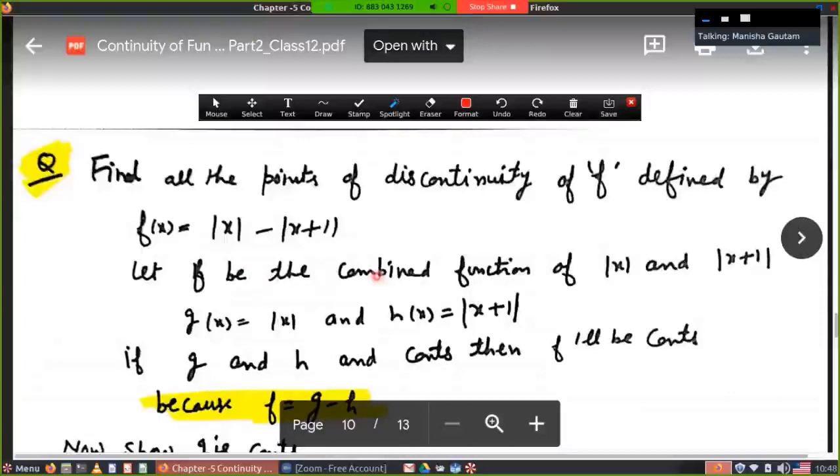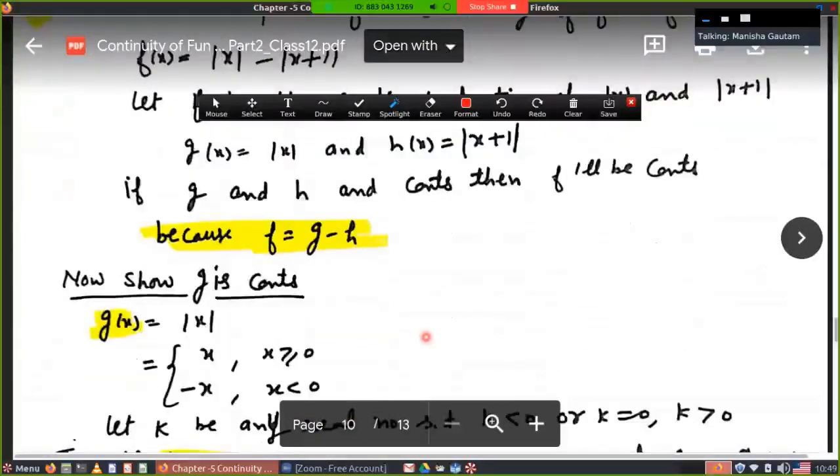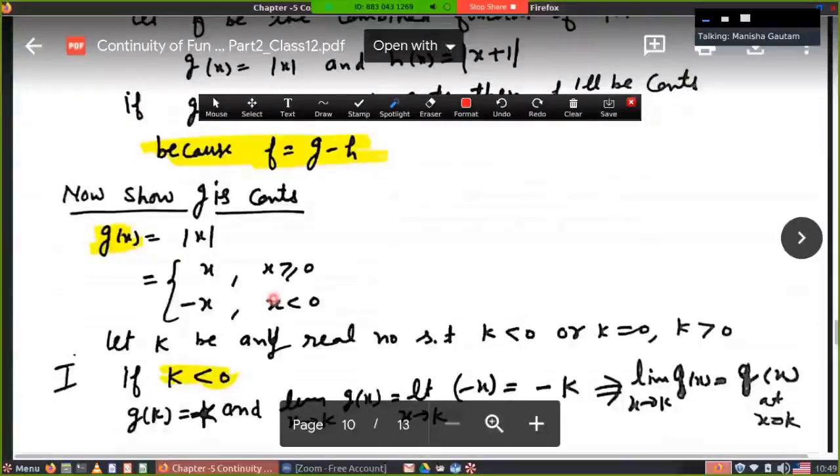Let f be the combined function of |x| and |x + 1|. Suppose |x| is g(x) and |x + 1| is h(x). I think I have told you how to prove by taking cases. If g and h are continuous functions, then f will be continuous because f = g − h. Now our target is to prove that g and h are continuous functions. Now to show g is continuous, first of all, split the mod function: x when x is greater than or equal to 0, and −x when x is less than 0.